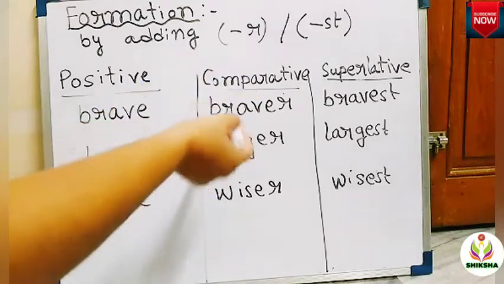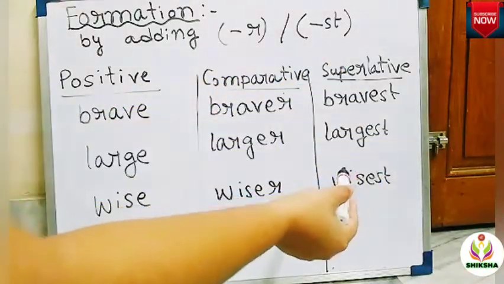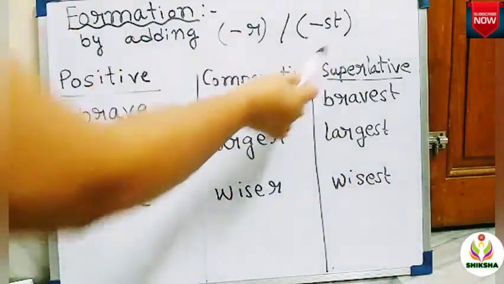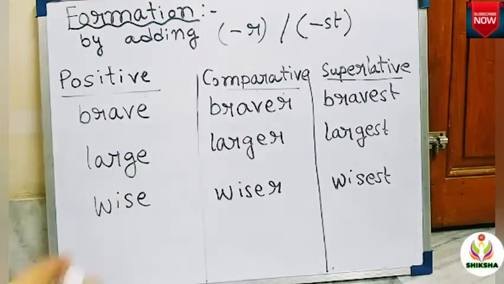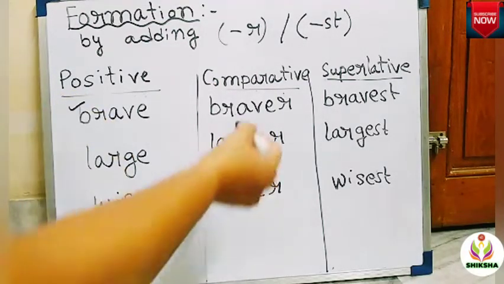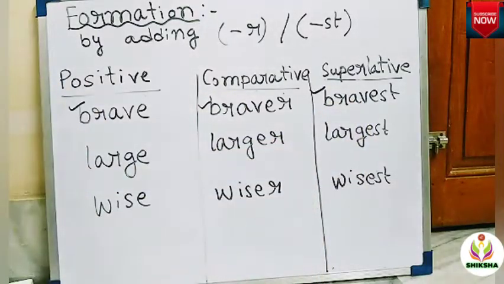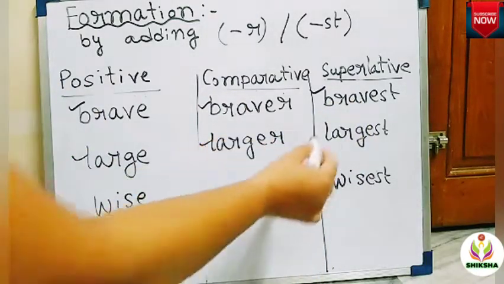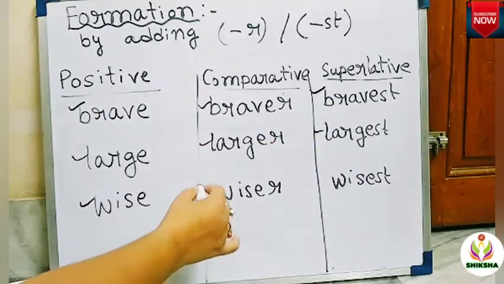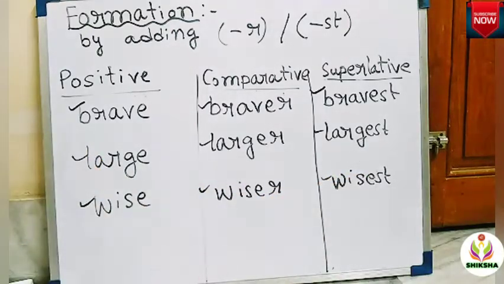Some adjectives form their comparative and superlative forms by adding r and st to the positive form. For example, brave, braver, bravest. Large, larger, largest. Wise, wiser, wisest, and many like that.